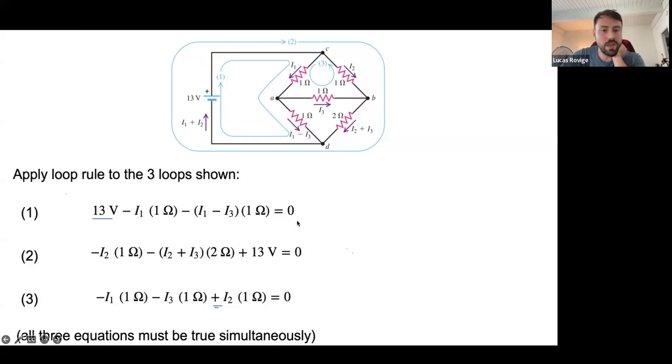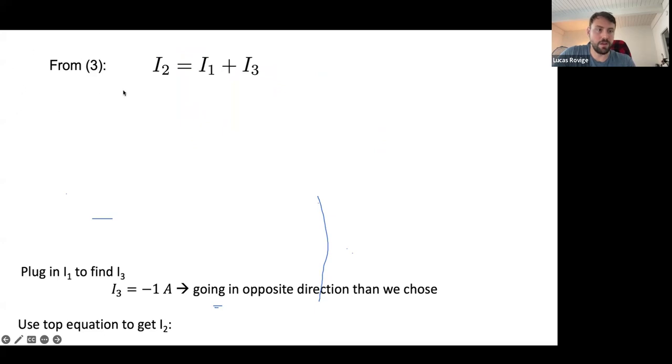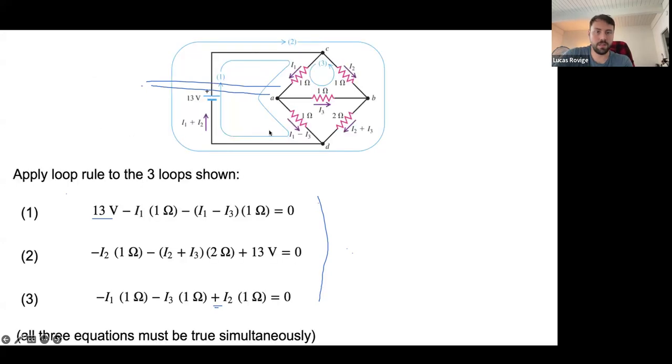And so we have these equations that relate I1, I2, and I3. And we can also use this Kirchhoff law here, which gives us the relation between I2 and I1 and I3. So I2 equals I1 plus I3.